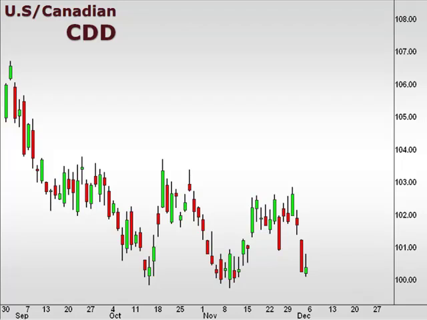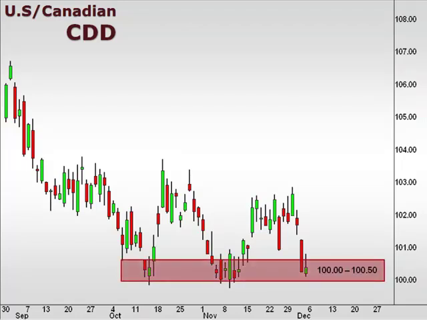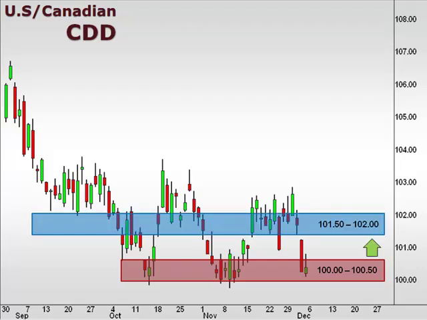Next up, the CDD, the US versus the Canadian dollar. The CDD failed to break higher, dropping back to test this 100 level over a two-day period. Now, we expect a bounce this week. However, the CDD will have to overcome considerable resistance at 101.5, 102 in order for us to be comfortable and confident of a possible continuation higher for the US dollar.